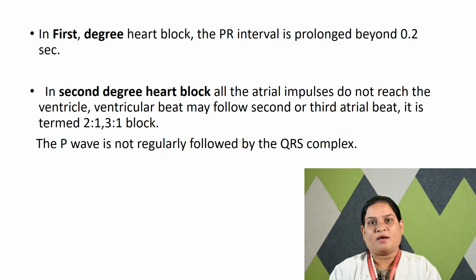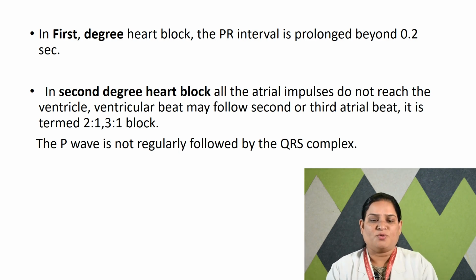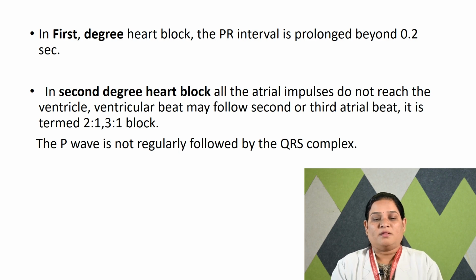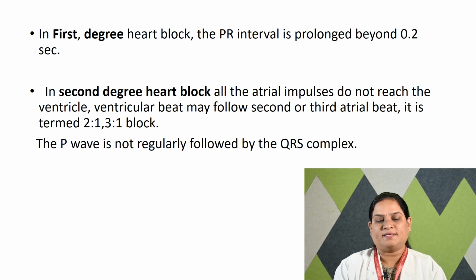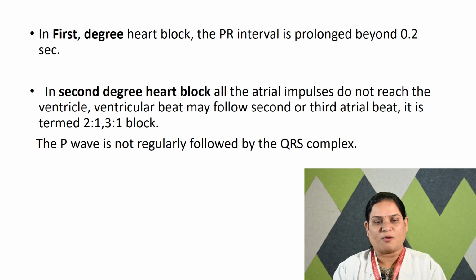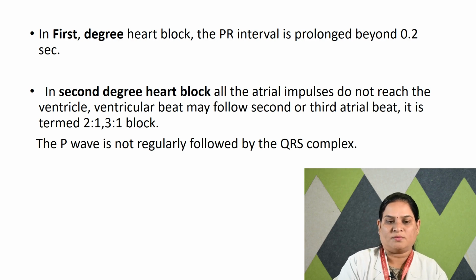In second degree heart block, not all the atrial impulses reach the ventricle. The ventricular beat may follow every second or third atrial beat. It is termed 2:1 or 3:1 heart block. The P wave is not regularly followed by the QRS complex in second degree heart block.